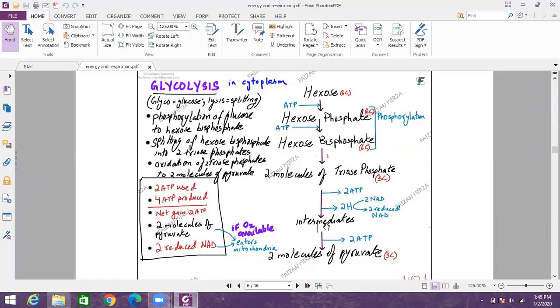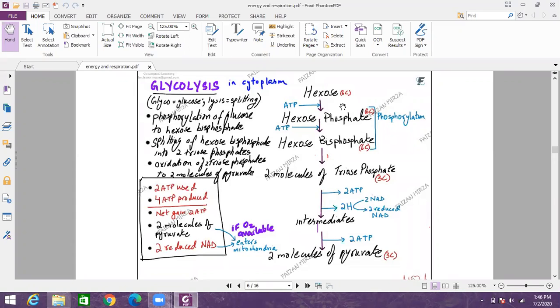You don't have to learn the names of the intermediates. The intermediates then eventually will make two more ATPs by substrate level phosphorylation and two molecules of pyruvate will be made eventually. So overall, what has happened? Hexose, which is a six-carbon compound, splits into a smaller compound called pyruvate, which has three carbons. Two reduced NAD are made, two molecules of ATP are gained as net gain.